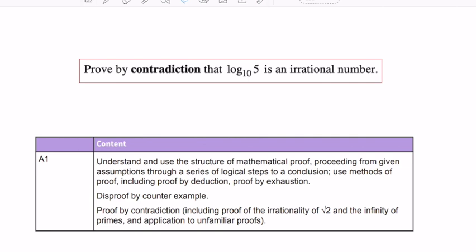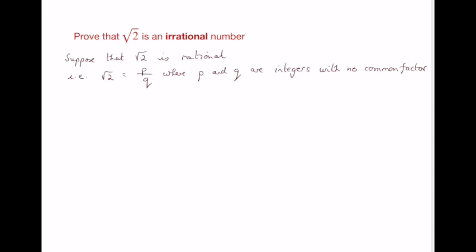There is one other method of proof, by induction, but that is part of the further maths syllabus. This particular question deals with proof by contradiction. There we are, proof by contradiction. And it specifies including proof of the irrationality of root 2. And I'm going to start this video by doing that proof, because all proofs by contradiction are based on exactly the same idea. I will then go on to do the question.